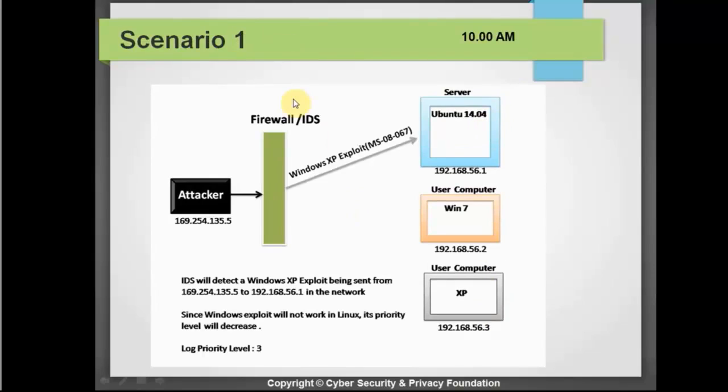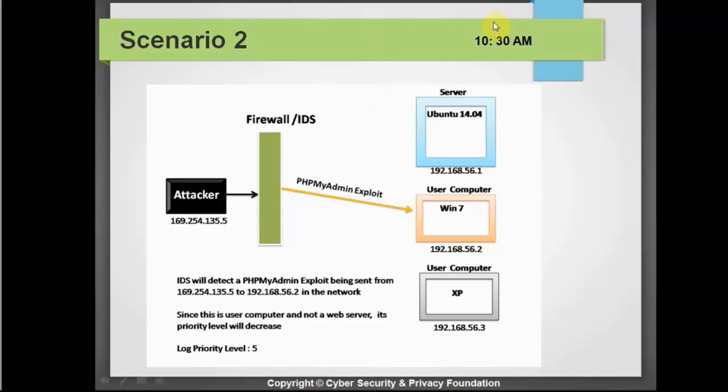Let's look at scenario 1. The IDS is detecting that a Windows XP exploit is being sent from the attacker to the Ubuntu server, that is 192.168.56.1, and since the Windows exploit will not work in Linux, its priority level will be very less. We just give it a priority level of 3, and the attack is happening at 10 AM.